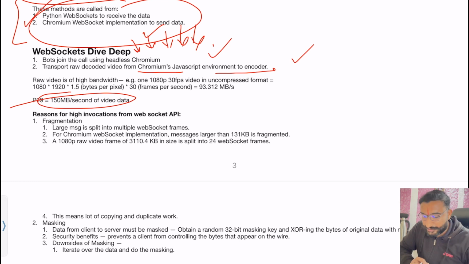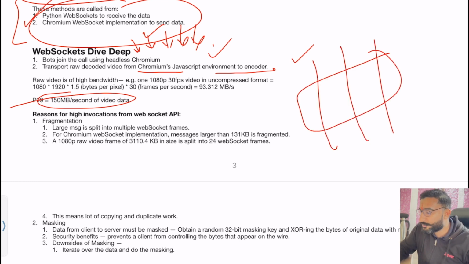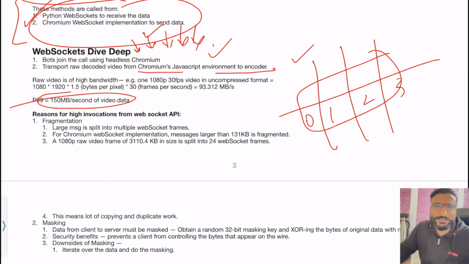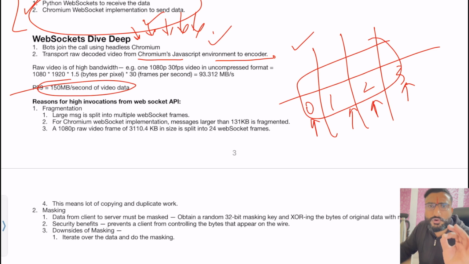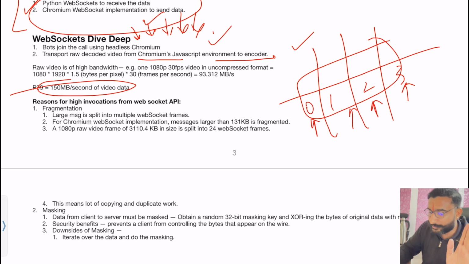First is fragmentation, another is masking. Fragmentation basically means you have a large packet and you break it into multiple chunks. Masking basically means you have these bytes of data, 0, 1, 2, 3, and you are masking this data, something similar to encryption. I'm masking this data by combining its bytes with some random key. These two operations are responsible for the high invocations of the WebSocket API.